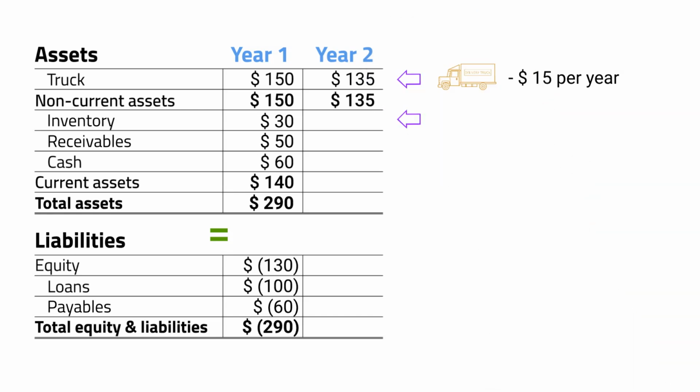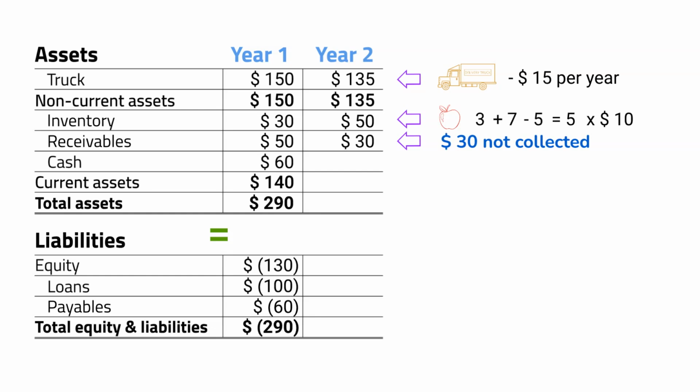Let's look at our inventory. We had 3 apples, bought 7 and sold 5. What do we have left? 3 plus 7 minus 5 equals 5. At a cost of $10 per apple, we now have $50 in inventory. Let's move to receivables and assume we collected all receivables we had from year 1, but in year 2, from $100 of our sales, we still have $30 uncollected. In the bank, we have $45. Total assets are now $260.